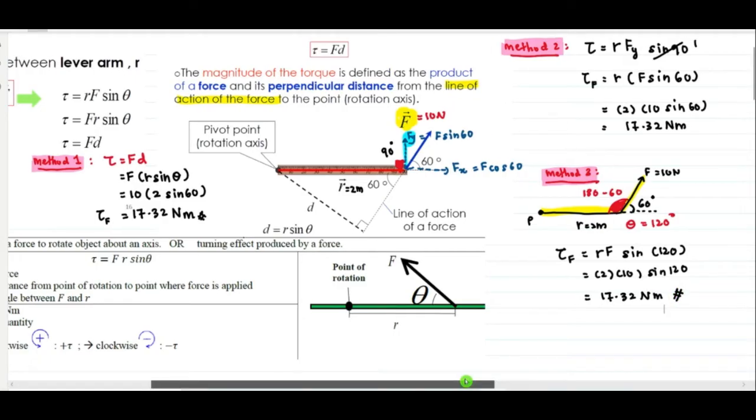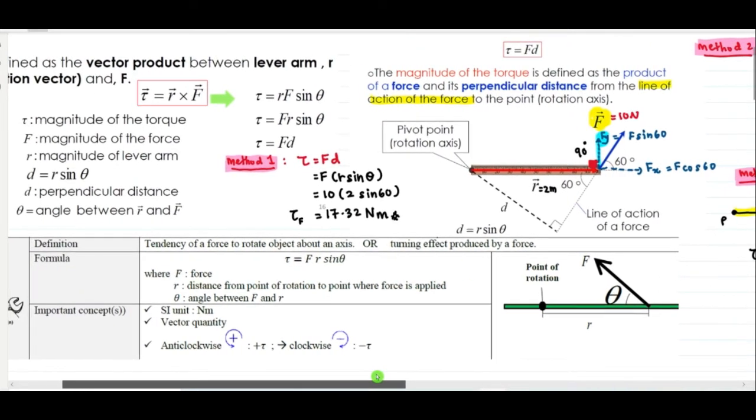Boleh. Okay, jadi untuk nilai torque, kita tahu nilai torque akan jadi positif dan negatif depends on the direction. Jadi kita ambil dekat sini, kalau direction of the rotation adalah anti-clockwise, remember to put the positive sign for the value of torque, which is positive torque. Okay, tapi kalau direction of the rotation dia adalah clockwise, so the value of torque would be negative value.